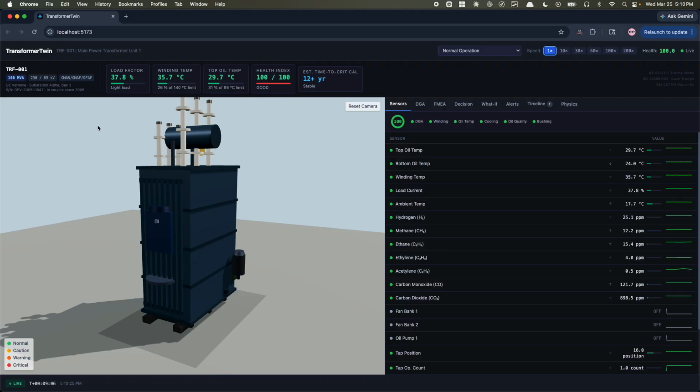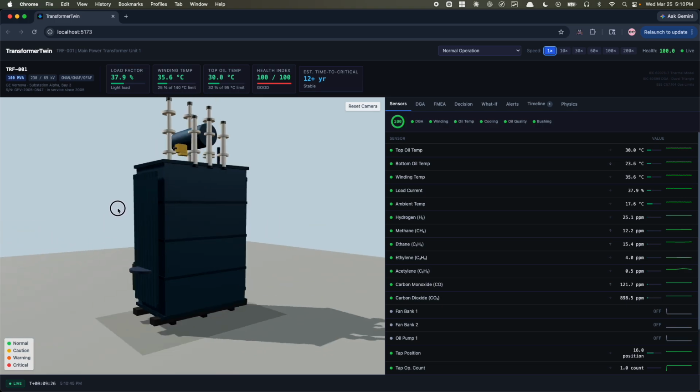So in our simulation, we created TransformerTwin, which is a simulation of a real-time digital twin that mirrors a physical asset. In our case, we've tried to mirror one of the transformers that GE Vernova may have, and it runs physics models to predict the state of the transformer and provides diagnostics a human engineer would find valuable.